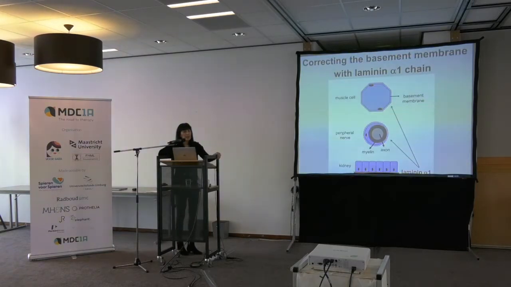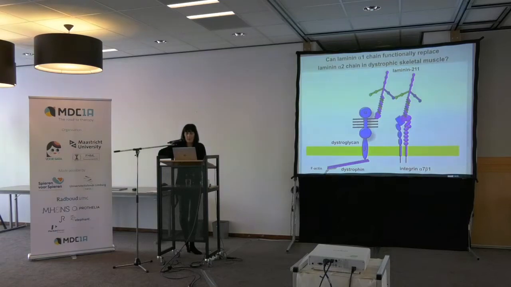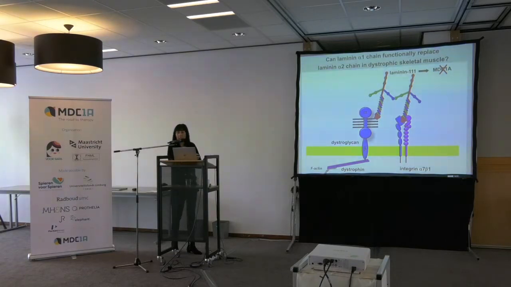So we were thinking, would it be possible then to correct the basement membrane using this other laminin chain that is present in the kidney basement membrane? Maybe laminin alpha 1 chain can replace laminin alpha 2 chain in muscle and nerve. So basically we were asking this question, can laminin alpha 1 chain functionally replace laminin alpha 2 chain in dystrophic skeletal muscle? And we chose laminin alpha 1 chain because that is the laminin molecule that is most similar to laminin alpha 2 chain. It binds to the same receptors.